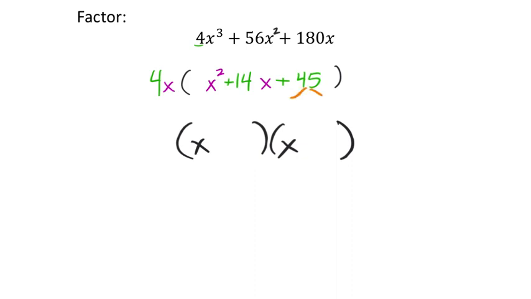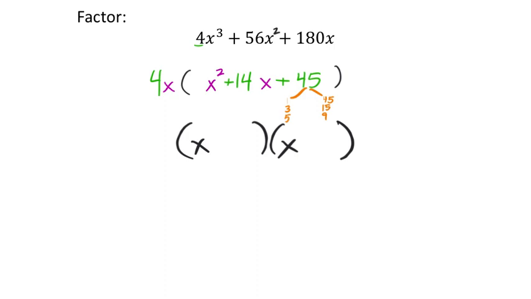I'm going to go through these one by one, and once I find the pair that adds to 14, I'm good. So it would be 1 times 45, and 1 plus 45 isn't going to work. I can't divide by 2, but I can use 3. 3 times 15, and 3 plus 15 is 18, which is close to 14, but not exactly 14. Can't divide by 4, but 5 would work. 5 and 9, boom, we found it.